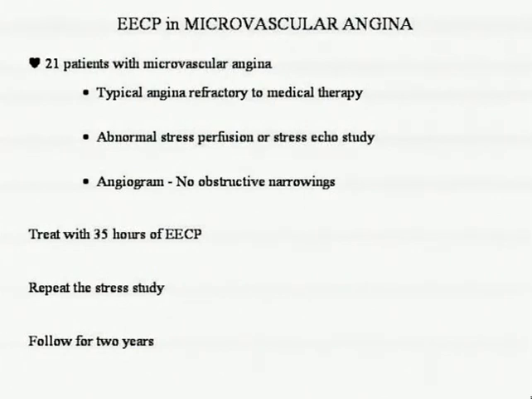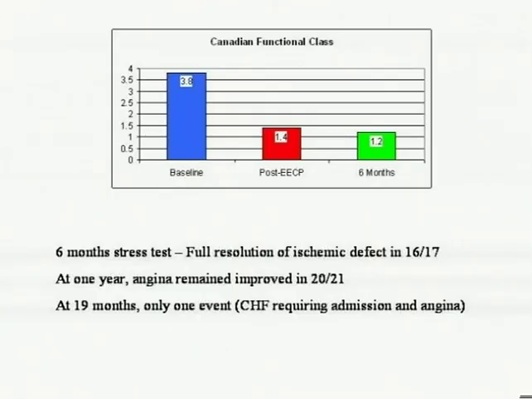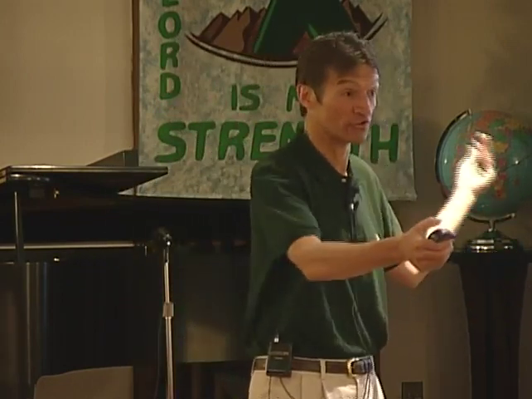Their large arteries are fine, but their small vessels vasoconstrict and they have severe angina. Treat them with 35 hours of ECP, reevaluate. Canadian functional class fell from 3.8 to 1.4 post-ECP. 6 months later, it's 1.2. 6-month stress test, full resolution of the ischemic defect in 16 of 17. At 1 year, angina remained improved in 20 of 21. At 19 months, only 1 event. So in these people who suffer from nitric oxide deficiency, endothelial dysfunction, ECP healed the endothelium, converted them into nitric oxide generators, their symptoms went away.